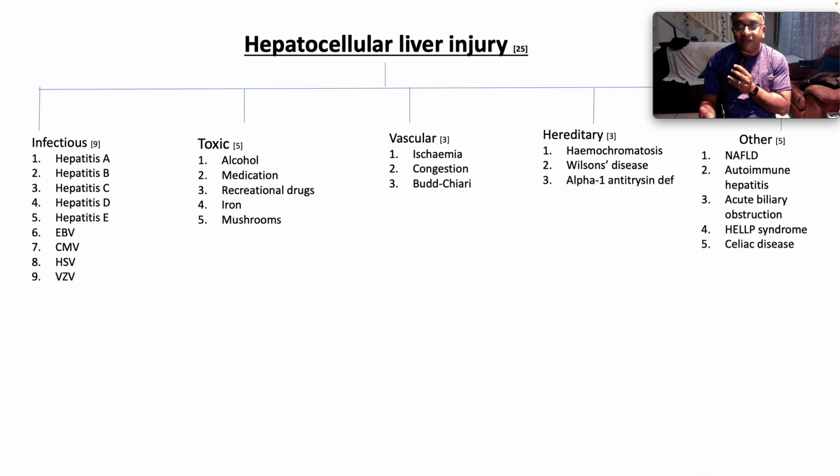Other issues is NAFLD, quite common in our era of metabolic syndrome and diabetes, non-alcoholic fatty liver disease, right? Autoimmune hepatitis, don't forget. And the markers you want to look for there is the ANA, which is usually positive, together with the anti-liver kidney microsomal antibody. Acute biliary obstruction can cause it. HELLP syndrome, which is hemolysis, elevated liver enzymes, low platelets in the setting of pregnancy, and of course celiac disease, the gluten-sensitive enteropathy. And the antibodies that help you are the anti-gliadin, anti-endomysial, and anti-transglutaminase antibodies.